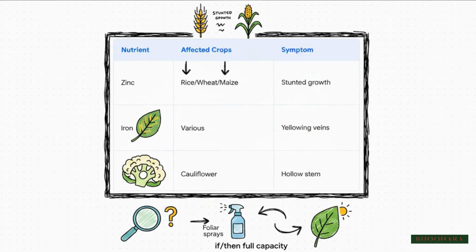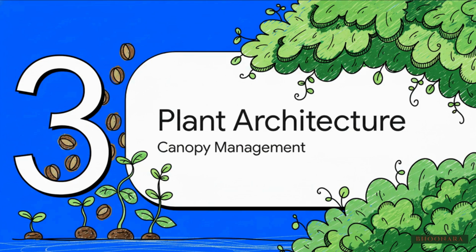You've got to get those biological factories running at full capacity again. Let's dive into Section 3, Perfecting Plant Architecture. This is all about canopy management.